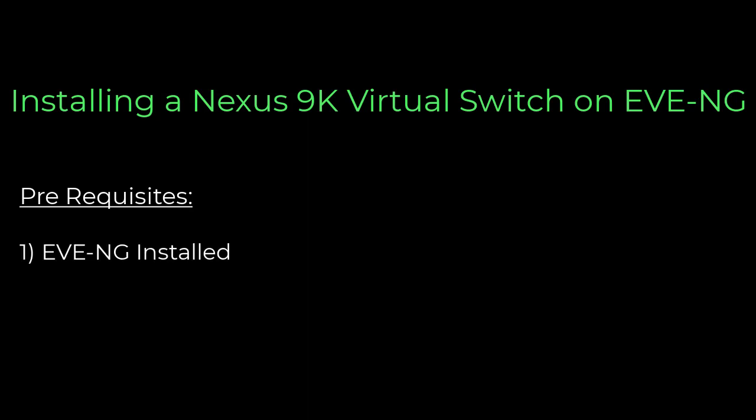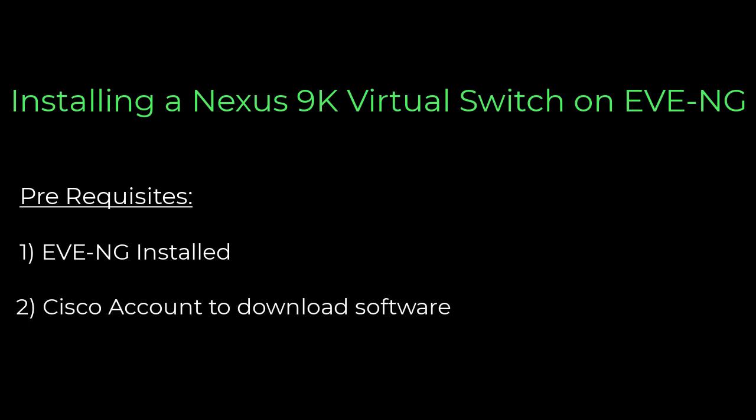Number one is that you have an installed version of EVE-NG. The free community edition will work just fine, and that's available off their website. Number two, you need a Cisco account with privileges to download the required image. And number three, some type of SFTP software. Popular examples include FileZilla or WinSCP.